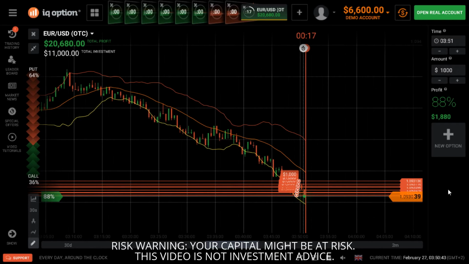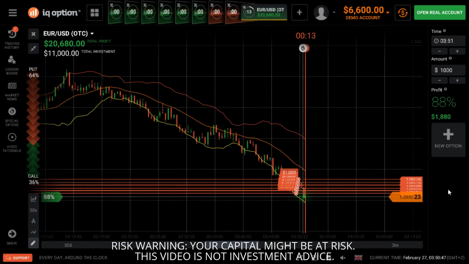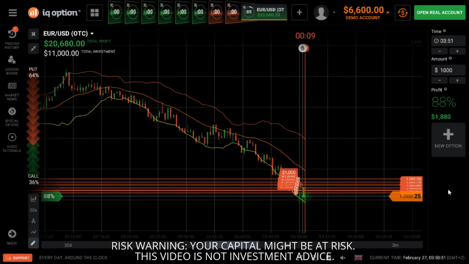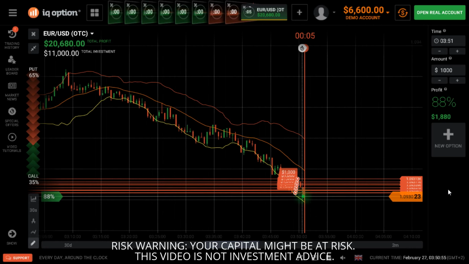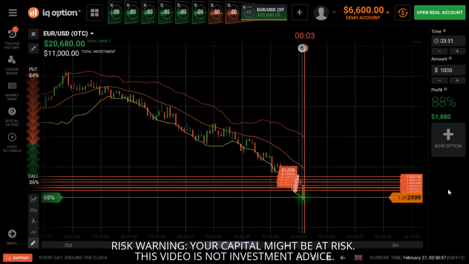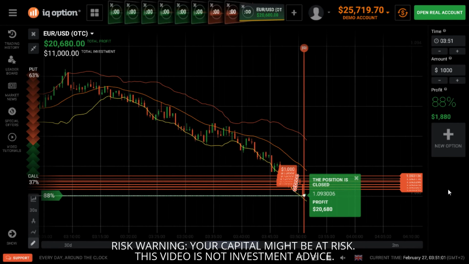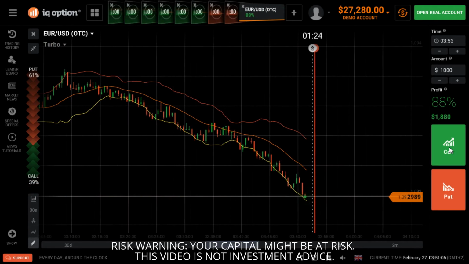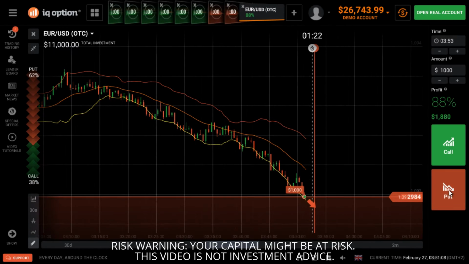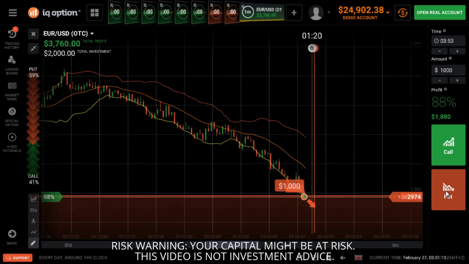So this demo account, if you click that $ sign, if your deposit amount becomes below $1,000, you can add the deposit. So it pretty much works the same way. Now the balance has already become 27,000.